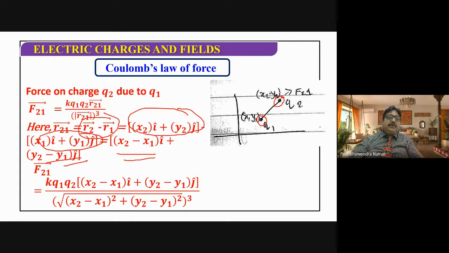In vector form, the force experienced by the charge Q2 due to Q1, as you can see here, is a repulsive force, given by k Q1 Q2 into R21 divided by mod of R21 cube. When we put the values of R1 and R2 here, we get this result. I hope this formula is clear to you.